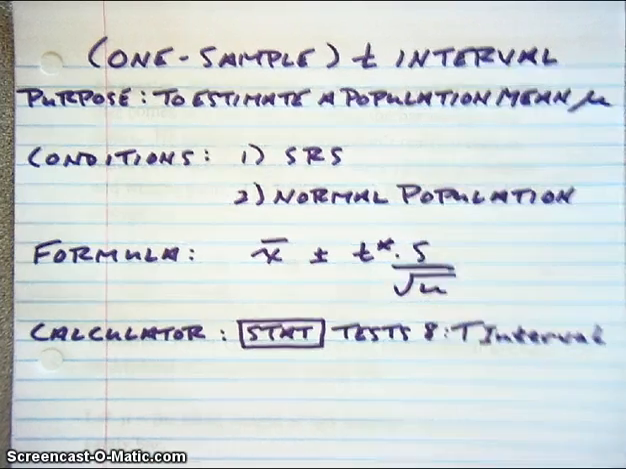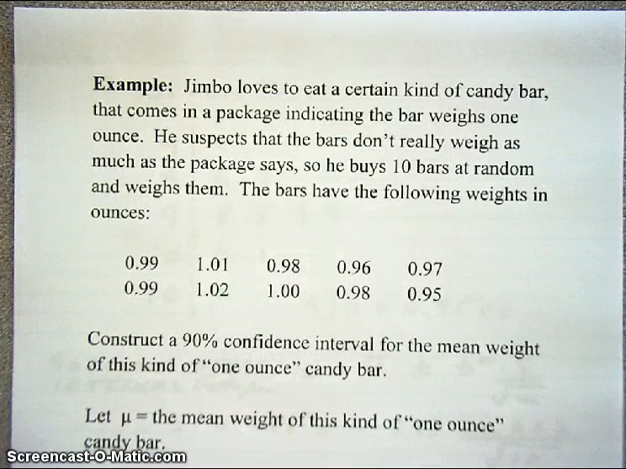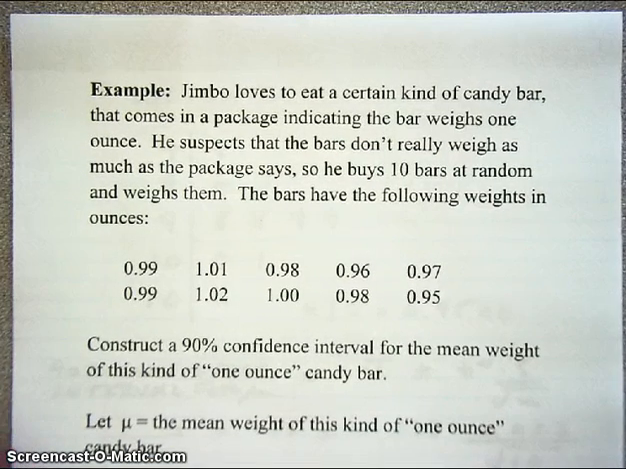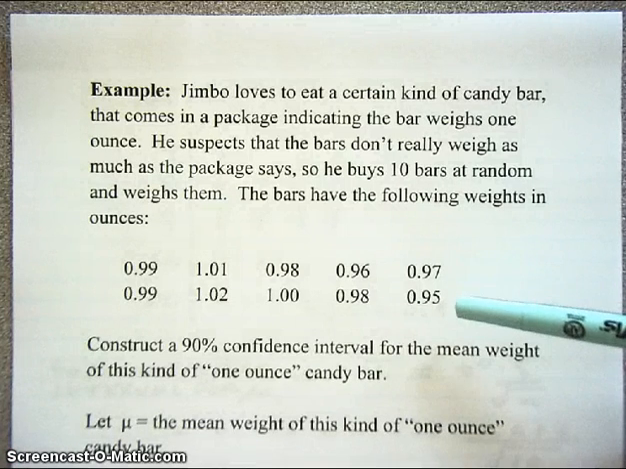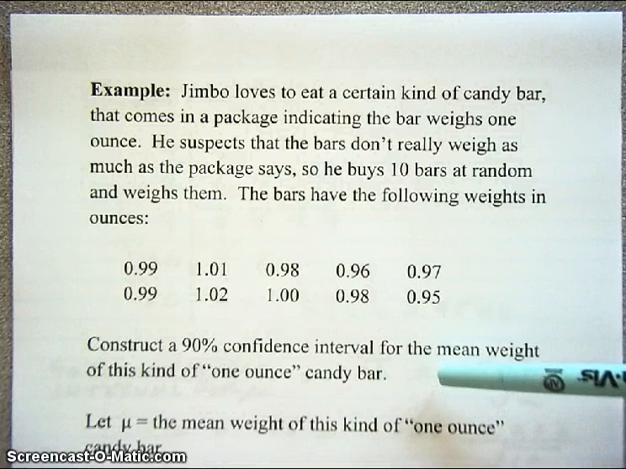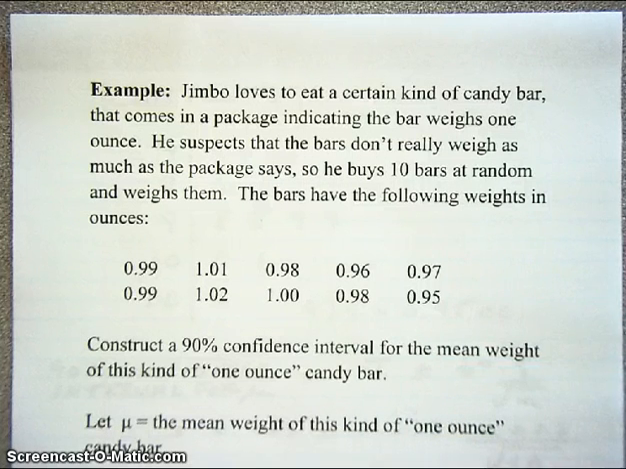Let's revisit the example about Jimbo. He loves this kind of candy bar. He suspects that they don't really weigh 1 ounce as stated on the package. These are the weights that he got from 10 randomly selected bars. We're going to construct a 90% confidence interval for the mean weight of this kind of 1 ounce candy bar.